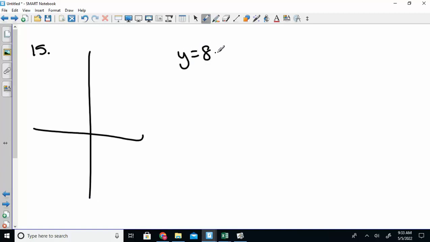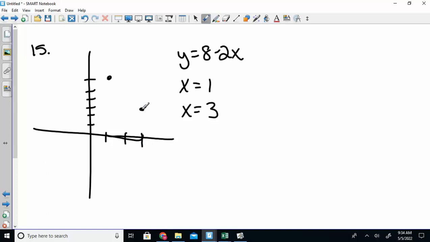We are going to rotate the curve y equals 8 minus 2x, x equals 1, and x equals 3 about the x-axis and find the volume. So when x is 1, that's our starting point. Plug in a 1, we get out 6. If you plug in a 3, we get 8 minus 6, which is 2.